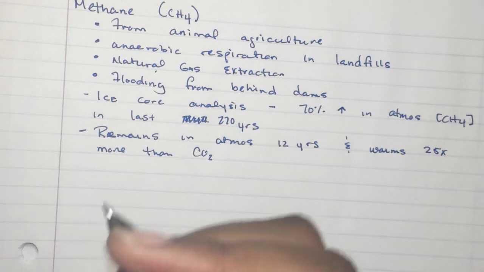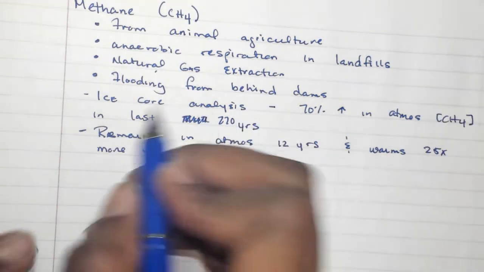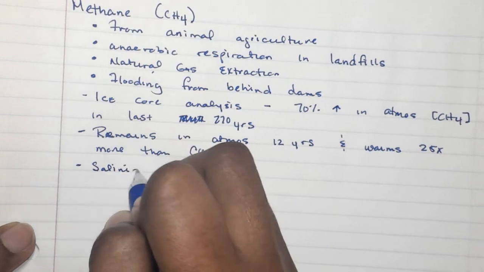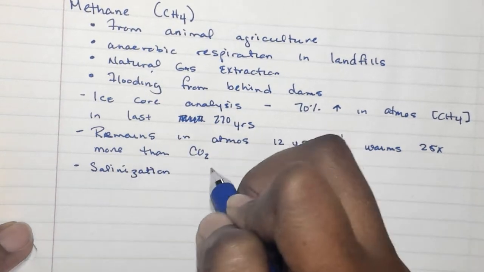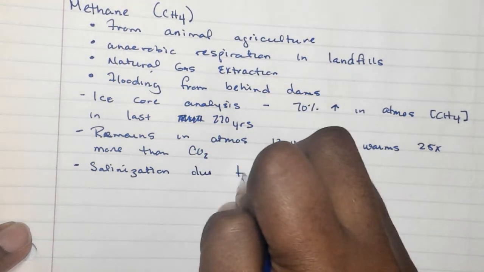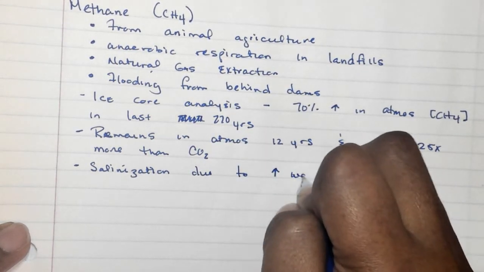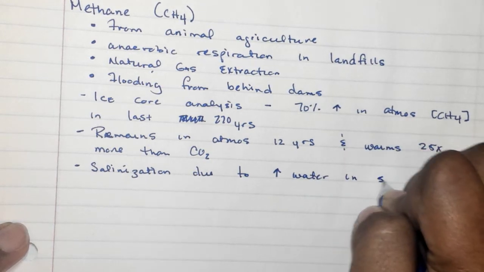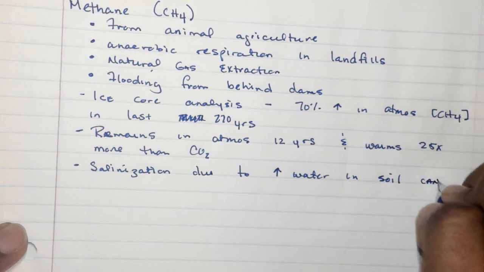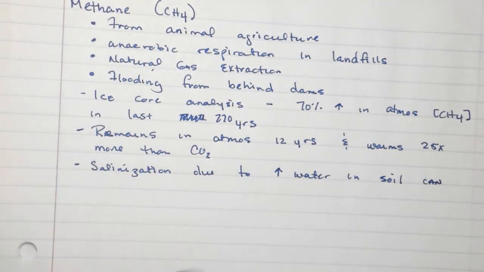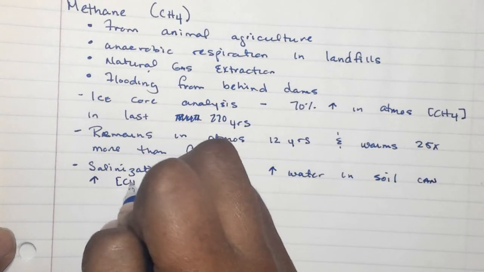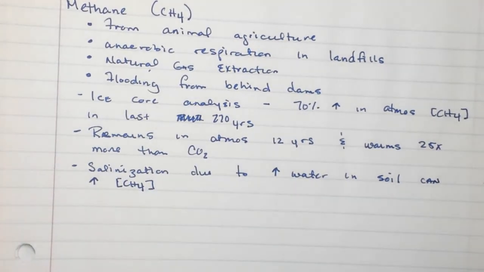Okay, other things. In agriculture, salinization of soil from waterlogging. That can also lead to anaerobic respiration, which can increase methane. So that's more agriculture.